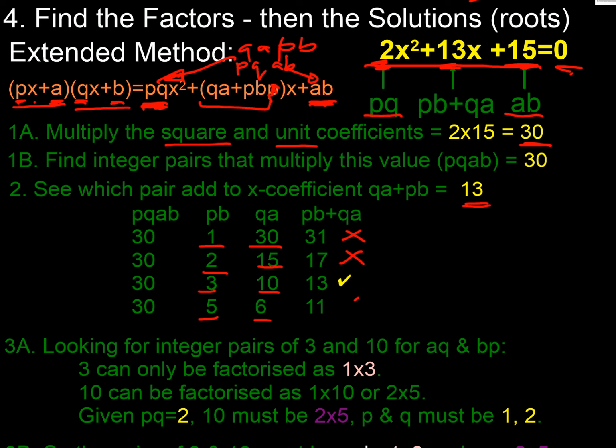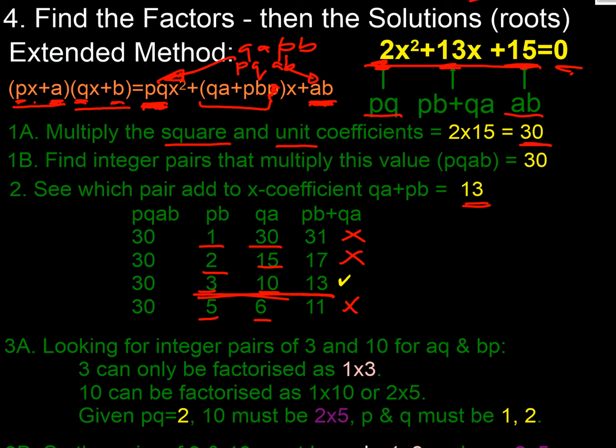And 5 and 6 is 11. Nope. But 3 and 10 added together give us 13. So that's what we're looking for, isn't it? So we know we're working with 3 and 10. But now we need, so that's the same as we looked at before.